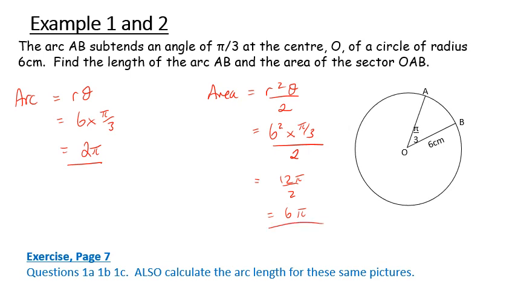I'm just going to add in my units. Area would be centimetres squared, arc length would be centimetres. So they're very easy formulas to use.